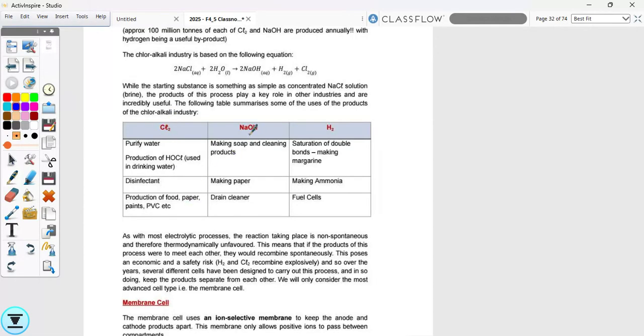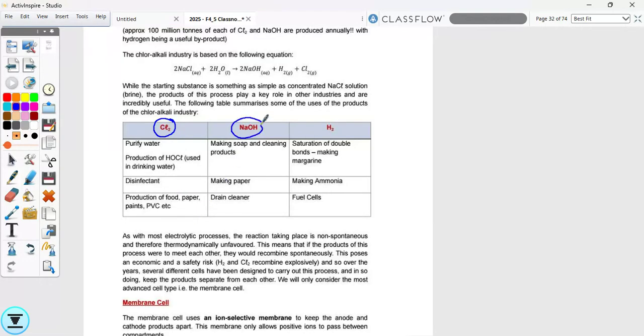they can ask you a use of these products. Just know one of them. All of us know that chlorine is used to purify water. It's used as a bleach. It's used as a disinfectant. You can learn any of these. They will never ask you more than one. So those are the uses of chlorine gas.